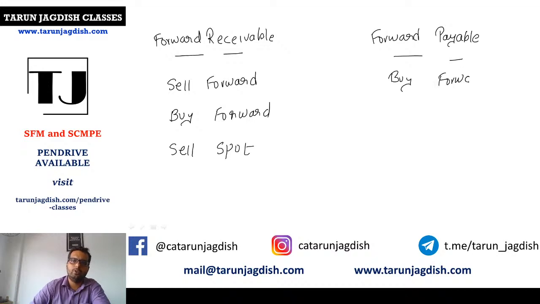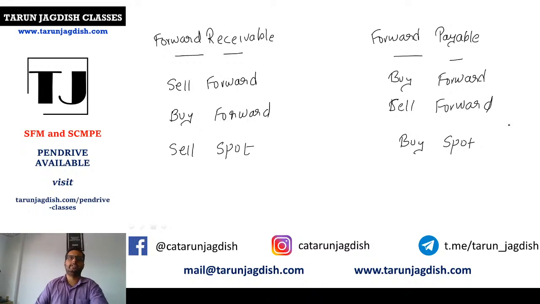Whereas in case of forward payable, we will have the opposite steps. First I will buy dollar or buy forward. Then to cancel, I will sell forward. And the last step will be buy spot. So the three steps are sell forward, buy forward, sell spot, or buy forward, sell forward, buy spot. Can you write down till here and finish it off, friends?